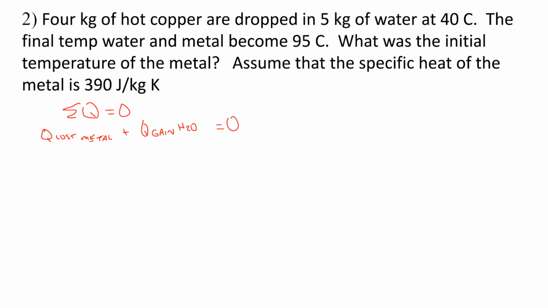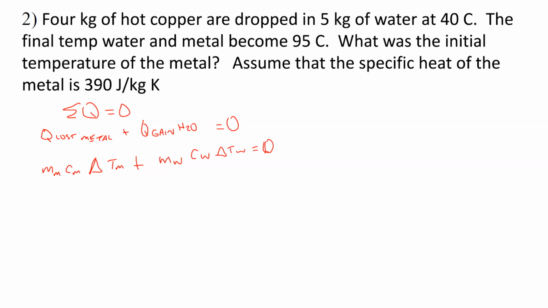Heat goes from the metal to the water, meets at a common temperature. Nothing is changing state here. The metal started out solid, remains solid. The water started out liquid, remains liquid. So I've got an M of the metal times the C of the metal times the change of temperature of the metal. And then here I have the mass of the water times the heat capacity of the water times the change in temperature of the water. That's equal to 0.